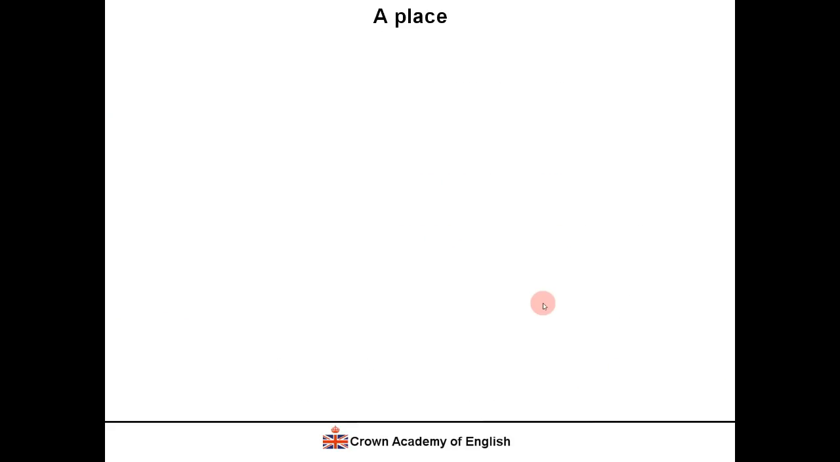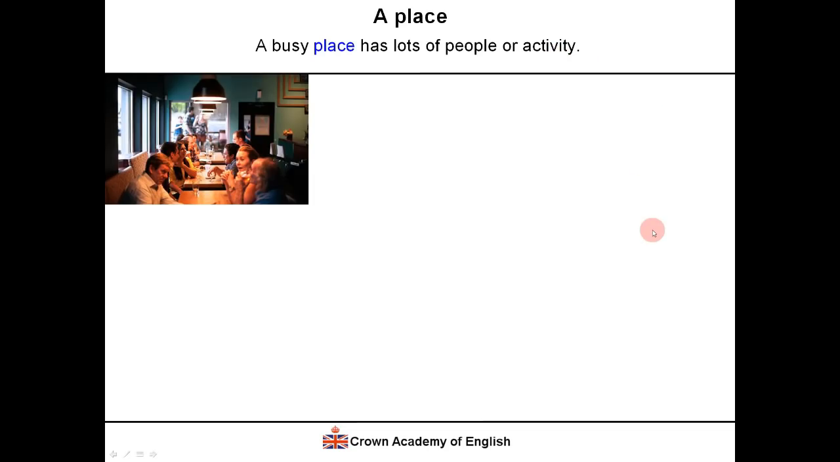Finally, a place. So busy can also modify or describe a place. So a busy place has lots of people or activity. A common example is the restaurant is busy today. So it means that there are lots of people in the restaurant. Lots of people, lots of activity. It's busy. We could say the same for a bar or a pub or a shopping centre or a bus or a train. Okay?